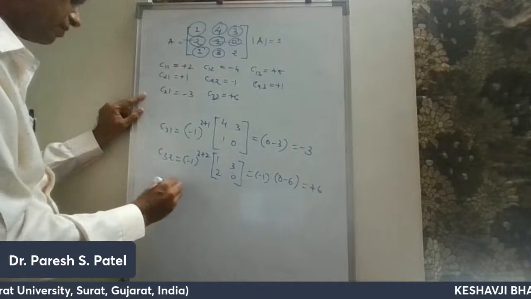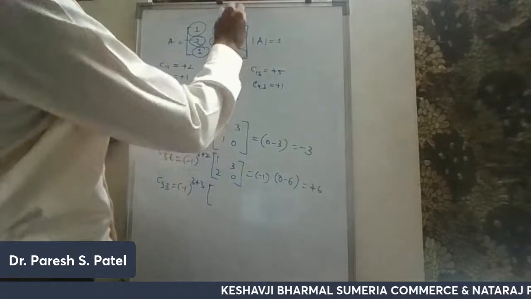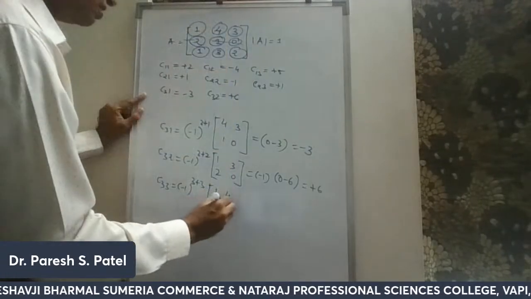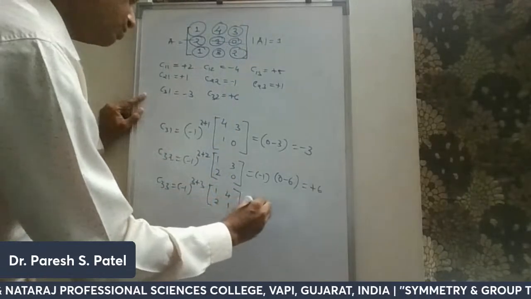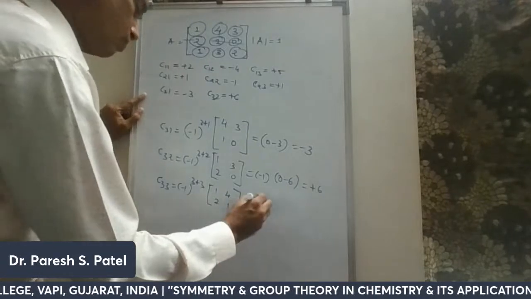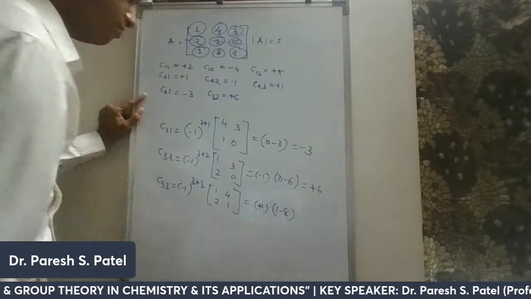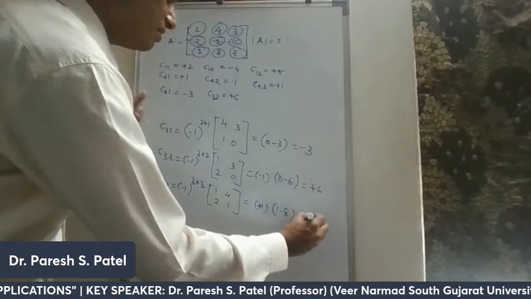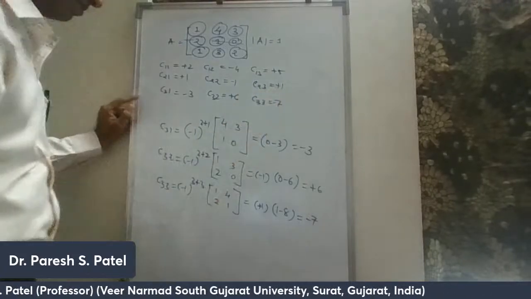C33 is equal to minus 1 raised to 3 plus 3. The remainings are third row, third column: 1, 4, 2, 1, which is equal to 1 minus 8. Minus 1 raised to 6 is plus 1, and 1 minus 8 is minus 7. It means minus 7. So the value for C33 is equal to minus 7.